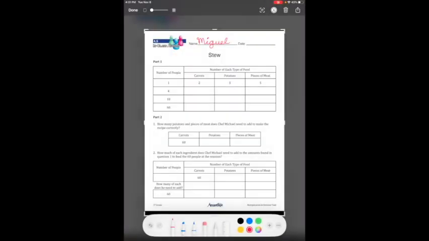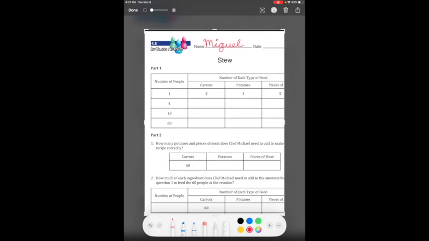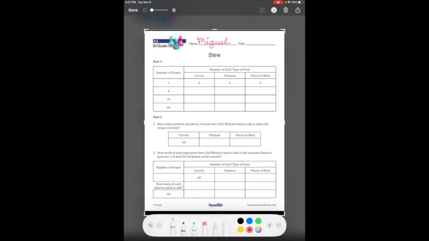All right, you ready? I'm ready. Let's get started. All right, let's take a look and see how my good old buddy Miguel solved these problems. Look at that, he's already writing his name in cursive.